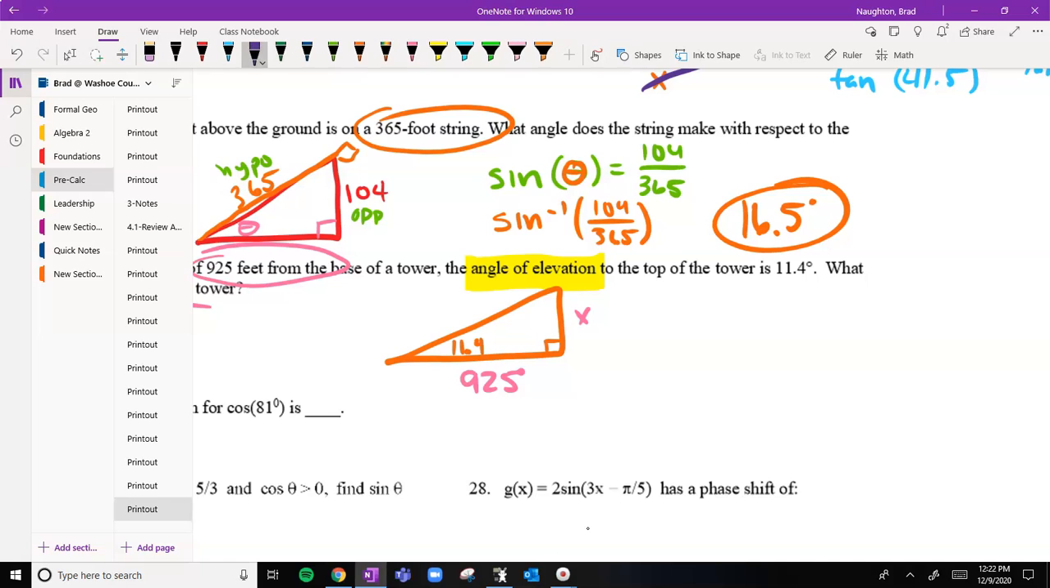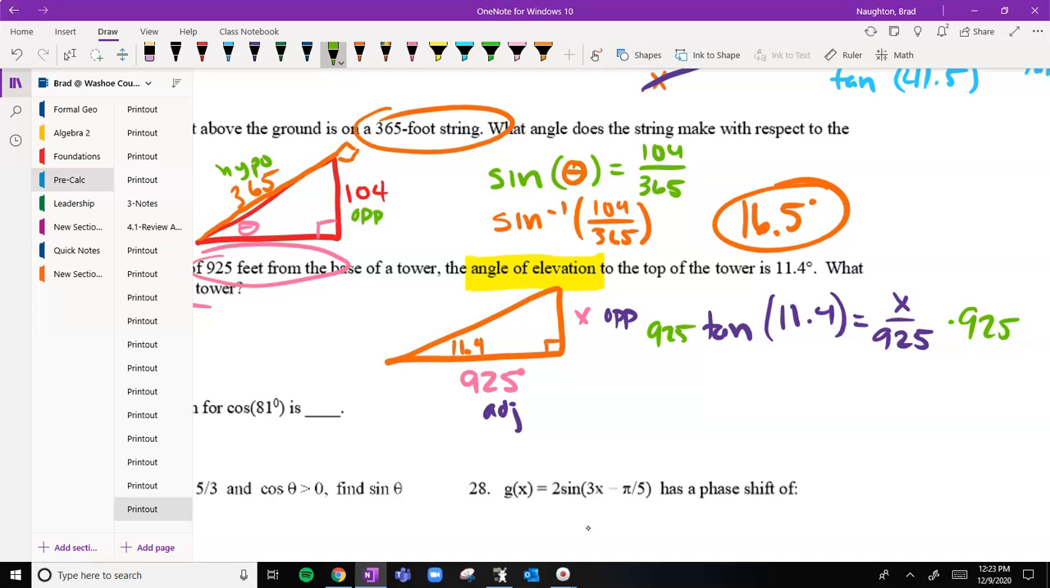So it looks like here we're going to use tangent because I have opposite and adjacent. So tan 11.4 is equal to x over 925. And this is going to be a lot easier than the previous one because we just have to multiply both sides by 925. And so we're going to go ahead and get 106.513.